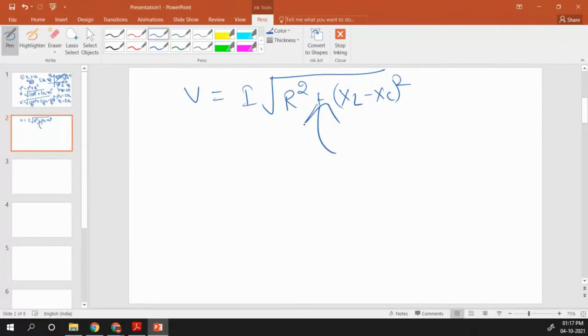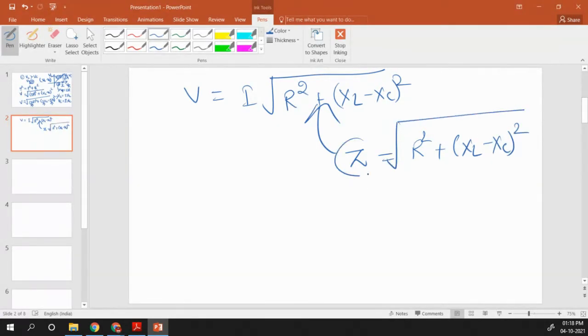So what you can call this, under root of R square plus (XL minus XC) square, we can call it as Z. Okay. So what is Z? Z is impedance. Okay. Or we can say that this Z is the total opposition to the flow of alternating current in RLC series circuit. Clear, everyone? Z is equal to under root of R square plus (XL minus XC) whole square. This is your Z. So this Z is the opposition to the flow of current.